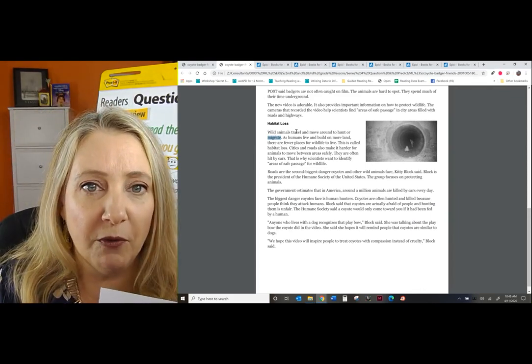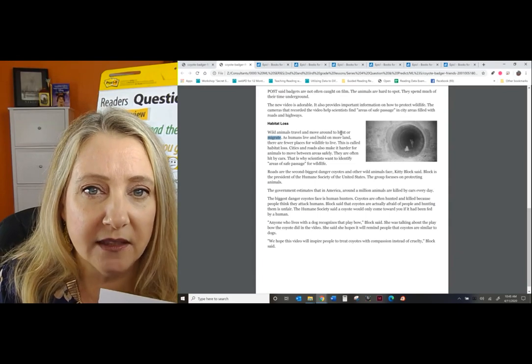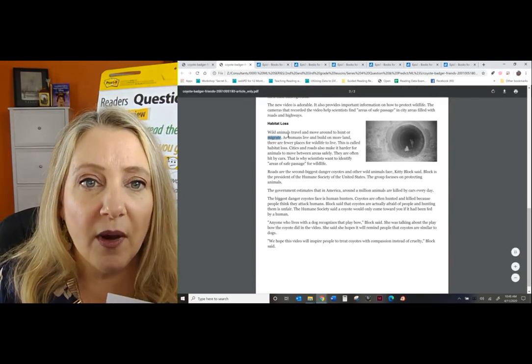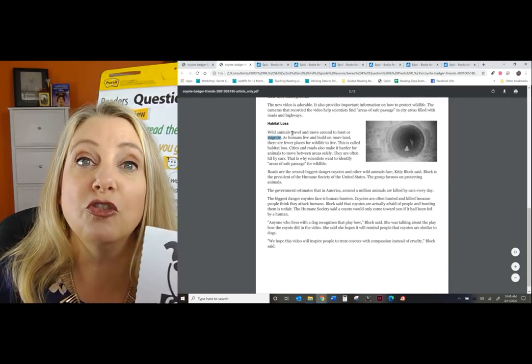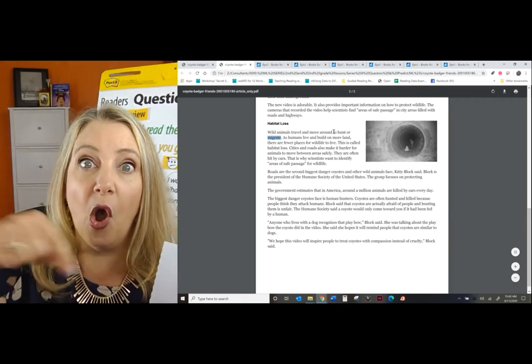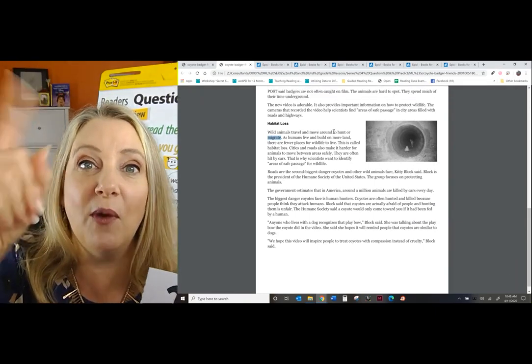Wild animals travel and move around to hunt or migrate. Okay, so migrate must mean that they travel and move around to hunt or find food. So they're on the move. That's what migrate must mean. You see, when I was confused, I went back to reread, and then the author gave me some clues to help me figure it out.